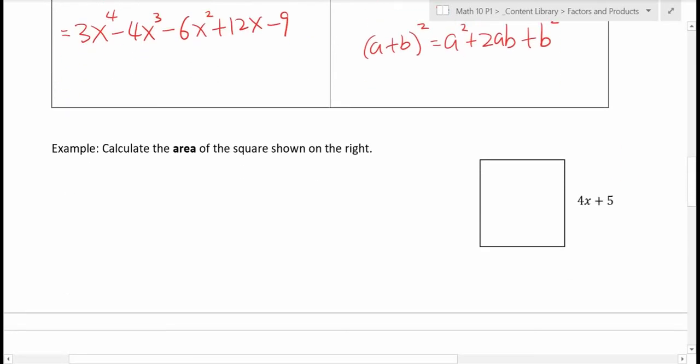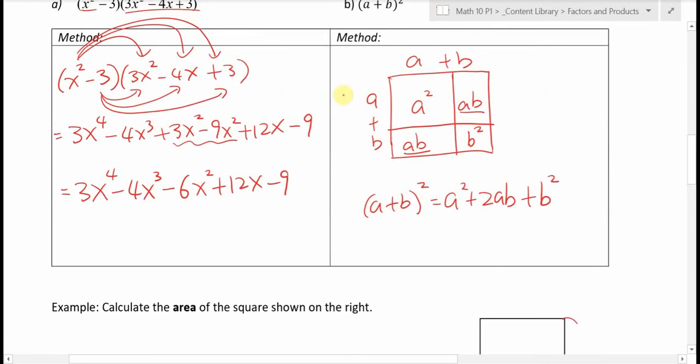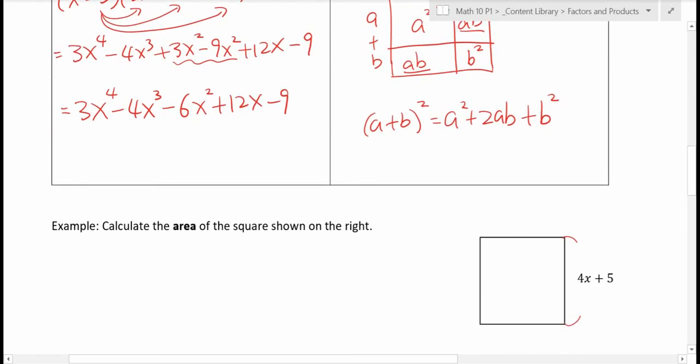Okay, so here's the example. Why don't you try it? It says calculate the area of the square shown on the right. So this has a side length of 4x plus 5, and you're supposed to find the area. So it's essentially what I just showed you with the area method, right? It's going to be length times width, because that's how you find the area. But because it's a square, the length and the width are the same. So the area is simply going to be (4x plus 5) squared. Okay, so I'll pause here, or you should pause the video and try it. Again, pick whichever method you prefer. Okay, and I'll show you the answer in a bit.